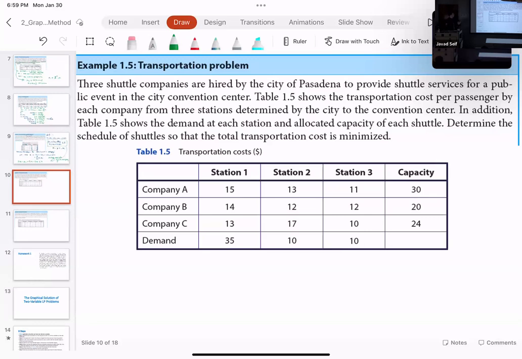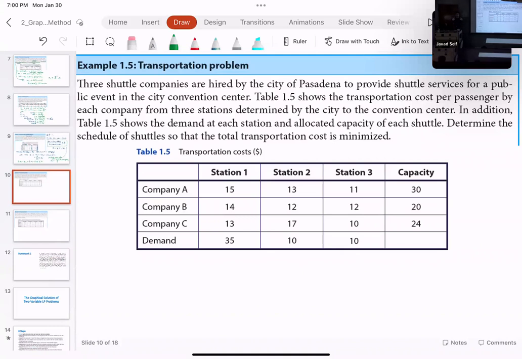What is it that we should do so that your cost is going to be $90 or whatever? It's sort of like an assignment, right? Or allocation. We have to determine how many people will go in a particular shuttle from a particular station. How many of these 35 go with this shuttle? How many go with B? How many go with C? In a way that all of them are taken care of, and we don't go over the capacity of each one.